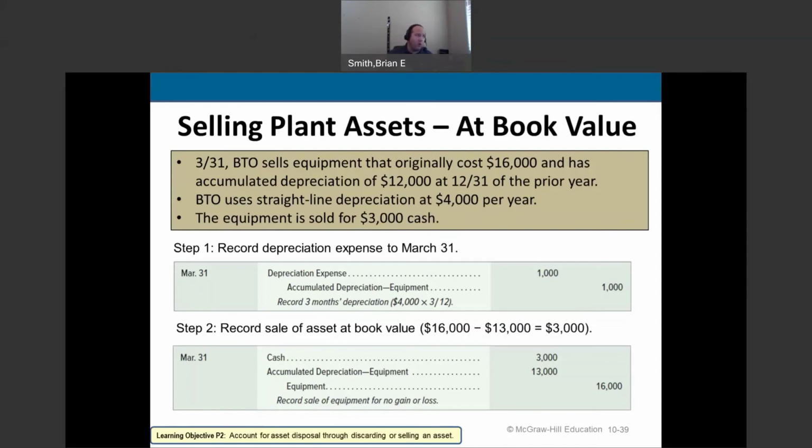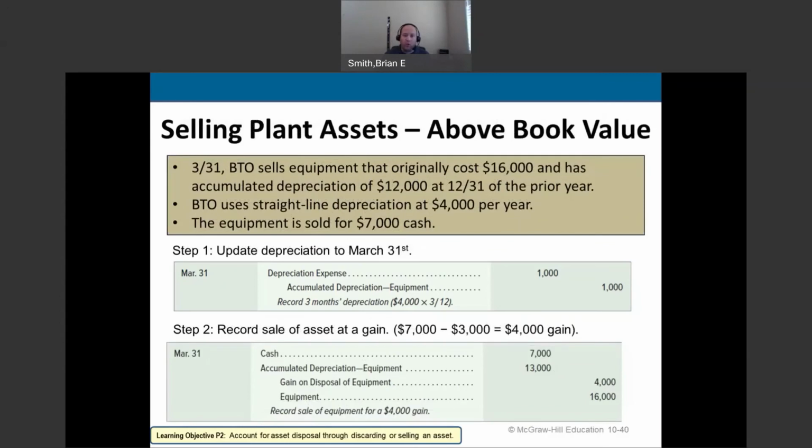We're going to record in March our depreciation expense. We're going to take $4,000, multiply that by 3 months and divide it by 12. That gives us $1,000. So we're going to increase our accumulated depreciation from $12,000 to $13,000. So we're going to put accumulated depreciation of $13,000. Cash is what we're receiving, $3,000. That equals $16,000, our cost of the equipment, so we are going to credit our equipment for $16,000. There is neither a loss nor a gain in this situation.